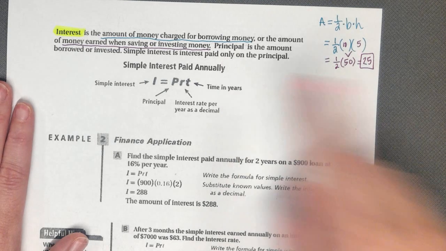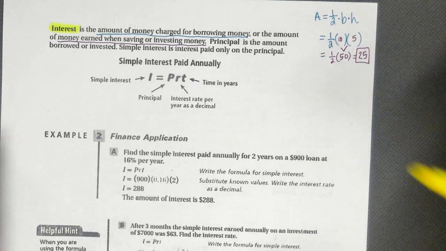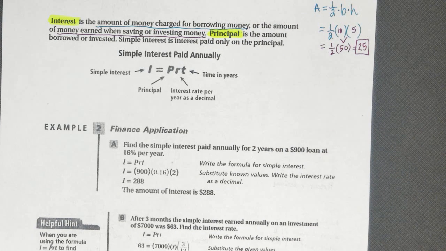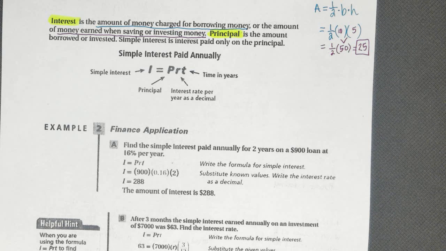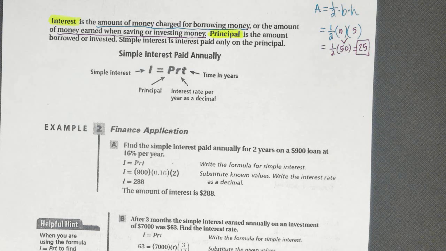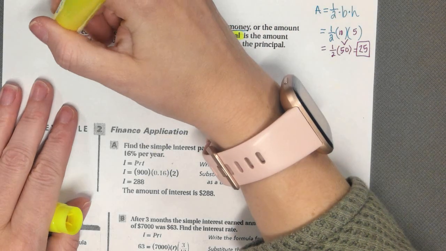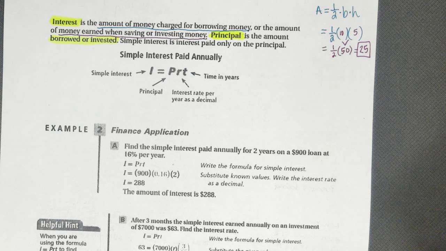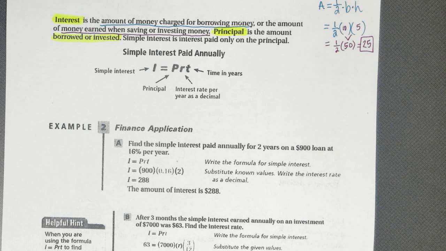So it's either you're earning interest or the bank is earning interest. Now, another new word is principal. It is spelled just like the principal of a school, but it is different. Principal is the amount that you borrowed or invested. So principal is the amount that you put into the account.